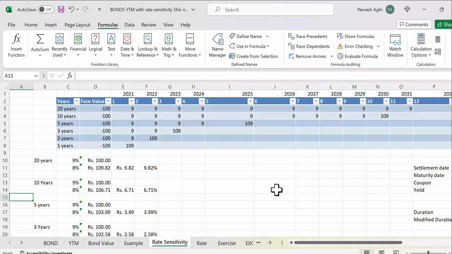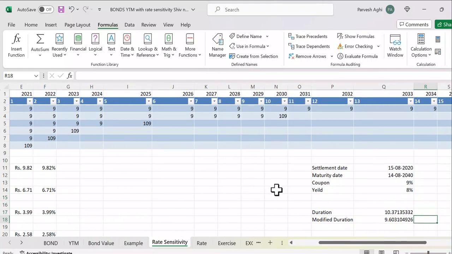Which one? Modified duration. Haan, matlab, ab uska koi aisa wo nahi hai. But definitely, Macaulay's duration will be slightly more than the modified duration. We have to just look at the construct of the formula. That's not very important, okay? But definitely, if you have calculated duration and somehow you're not able to calculate the modified duration, you can assume it slightly less. But we have to find out whether it will hold 100% true. I have not done that. Any other questions, please?